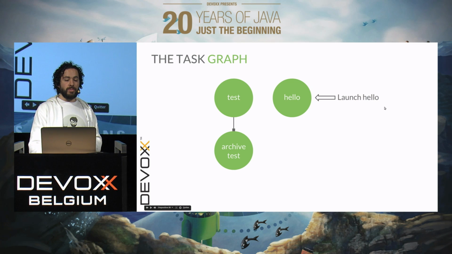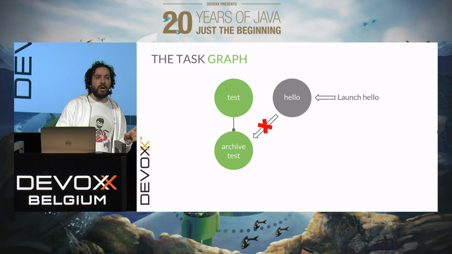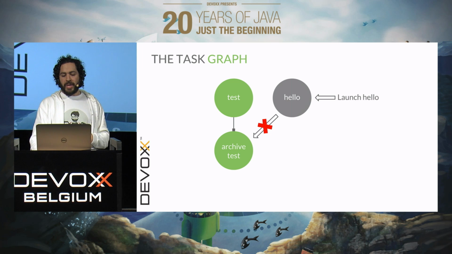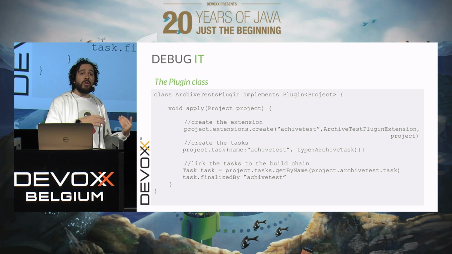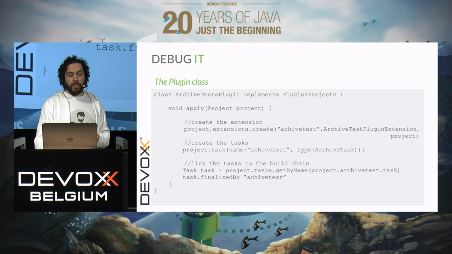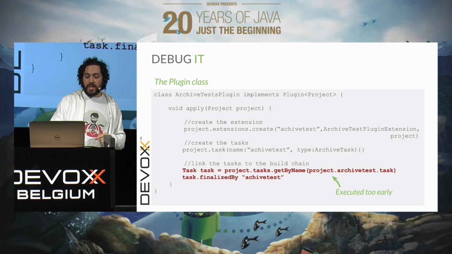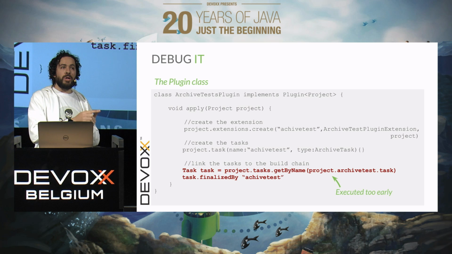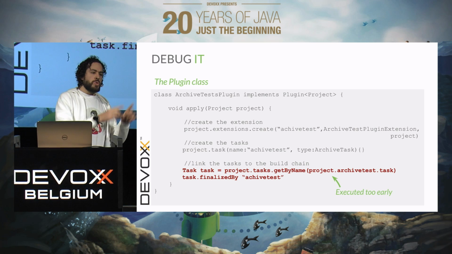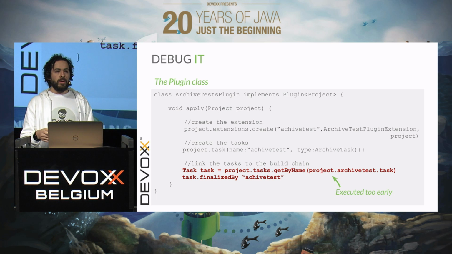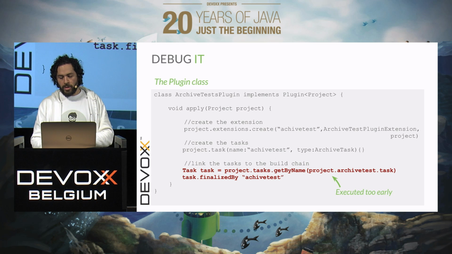So when the entry point is hello, it's executed, there is no way to go and launch the archive test. Okay, so we identified the problem in the graph task building procedure, and we will try to see inside our code what the real problem is. So we are back on our plugin class. And what we see here is that the linking happened too early in the build process. So we get the origin of the problem. We get where the code is lacking consistency.